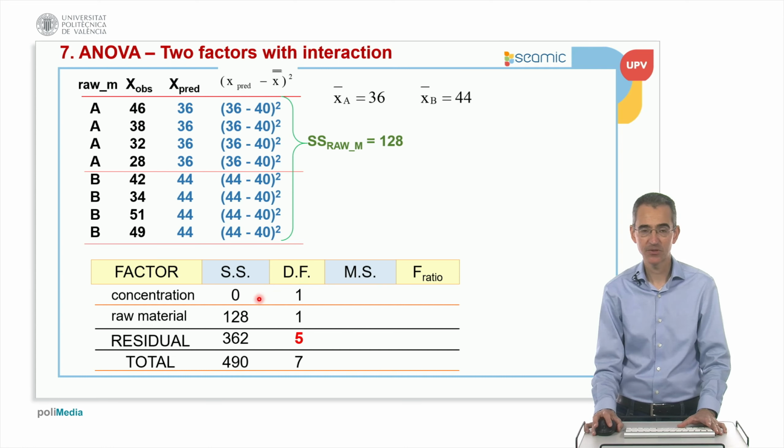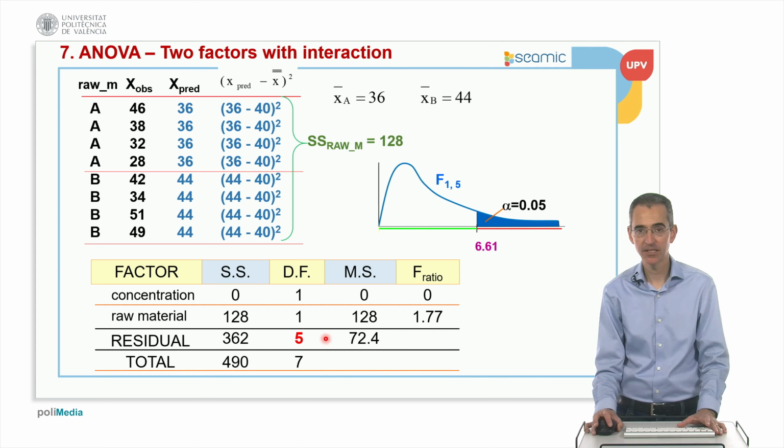We divide the sum of squares by the degrees of freedom, and this is called the mean squares. Finally, the F ratio. We divide 0 by the residual mean squares, which is 0.128, and we divide by 72.4, which is the F ratio for the raw material. As this value has 1 degree of freedom in the numerator and 5 degrees of freedom in the denominator, we go to Fisher's F distribution and find the critical value.